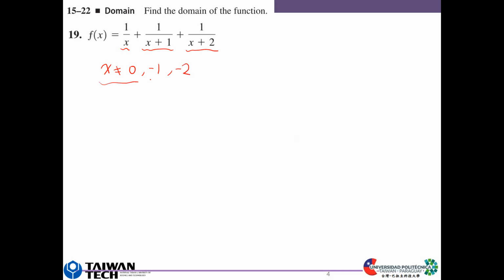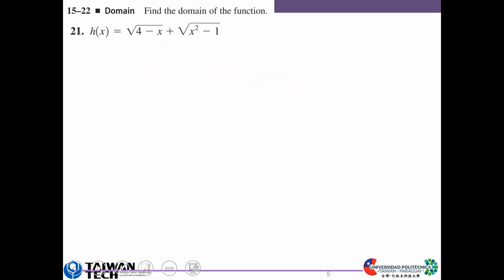Okay, so this is the answer, or we can write: the domain is any real number x, but x cannot be 0, minus 1, minus 2. So this is the answer. This is the domain of f(x). All right, and let's look at the next problem.